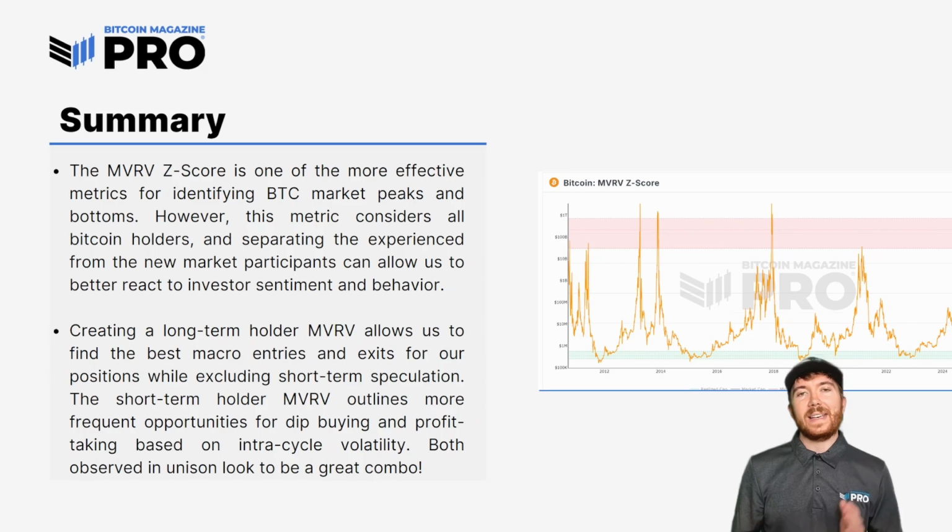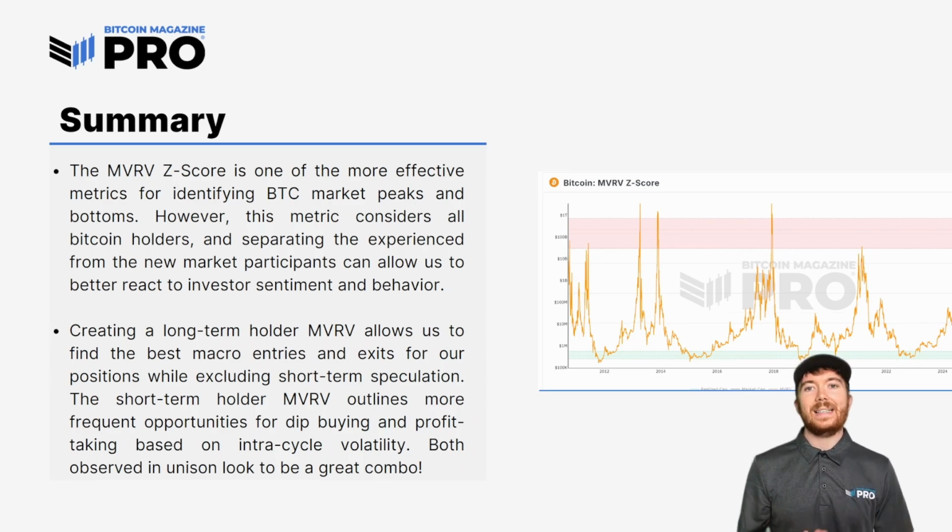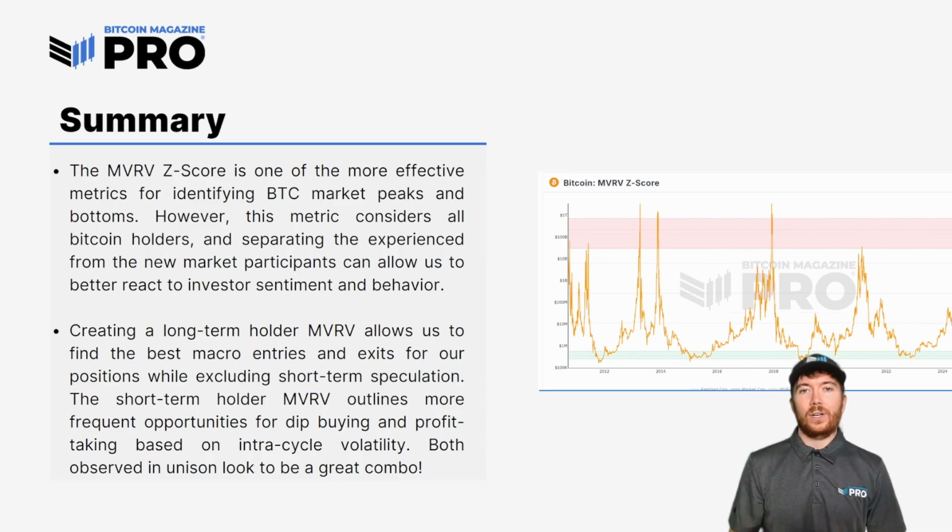So just to summarize, the MVRV Z-Score is one of the most effective metrics for identifying BTC market peaks and bottoms. However, this metric considers all Bitcoin holders, and separating the experienced from the new market participants can allow us to better react to investor sentiment and behavior.